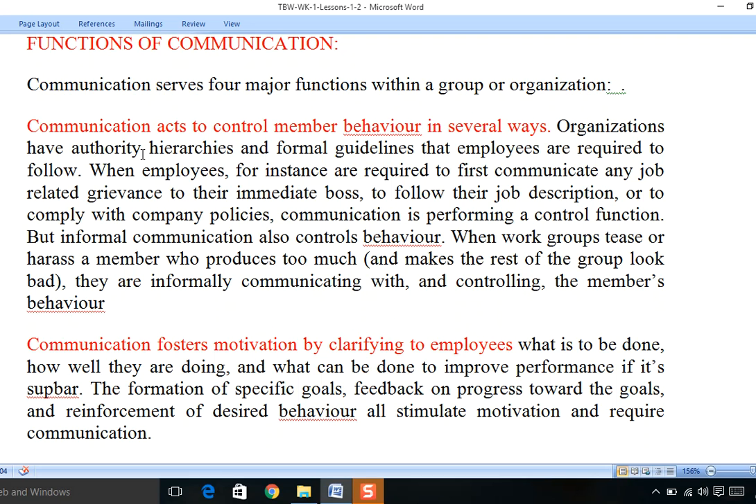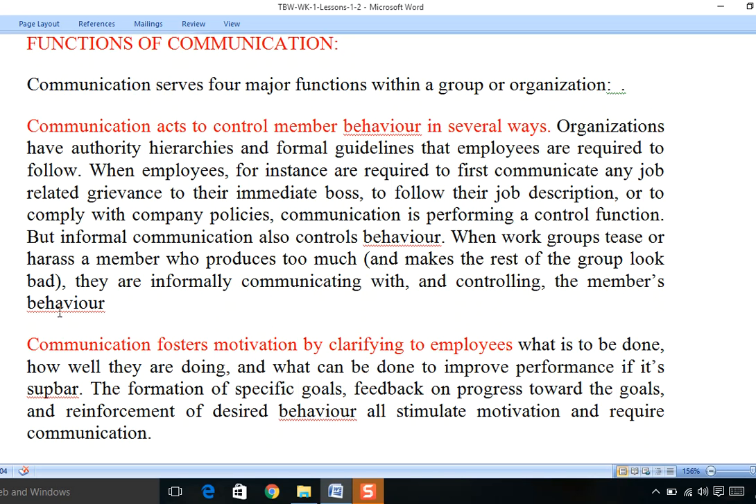Organizations have authority, hierarchies and formal guidelines that employees are required to follow. When employees, for instance, are required to first communicate any job-related grievance to their immediate boss, to follow their job description, or to comply with company policies, communication is performing a control function. But informal communication also controls behaviors. When work groups tease or harass a member who produces too much and makes the rest of the group look bad, they are informally communicating with and controlling the member's behavior.